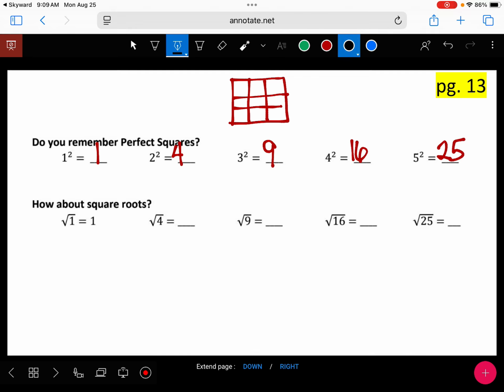For 2 times 2, if I make a square, that would still be a square because I have 2 going down and 2 going across. And the total number of boxes I have here is 4, which is why 4 is a perfect square. The total number of boxes I have here is 9, which is why 9 is a perfect square, etc.